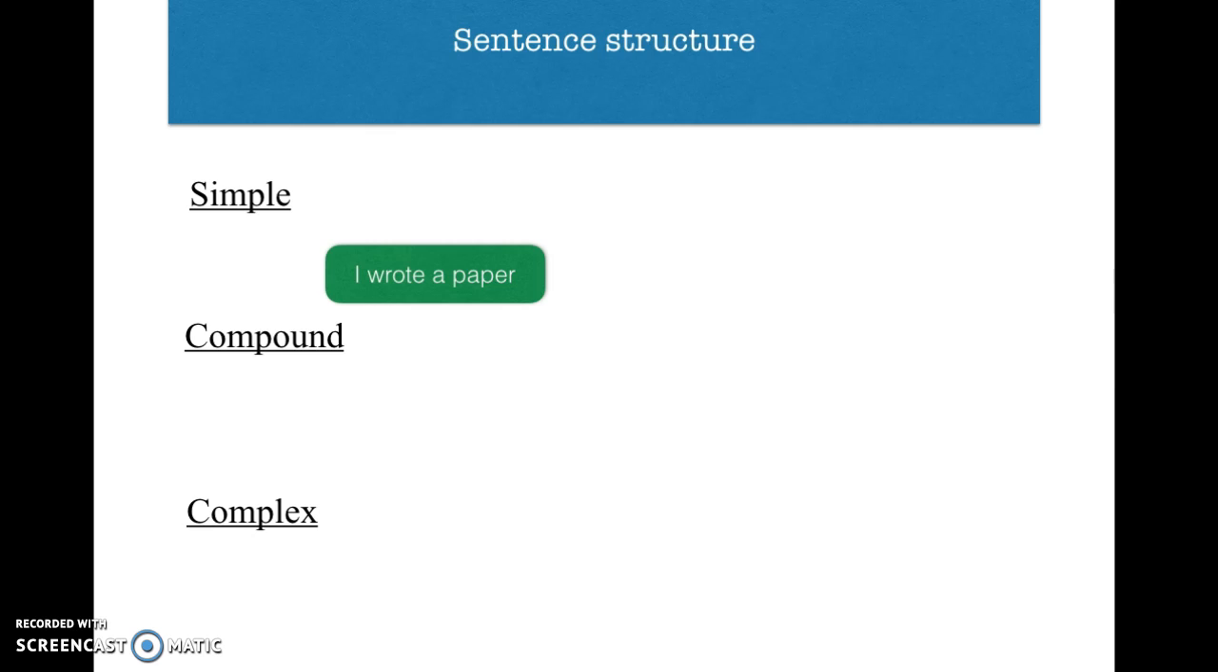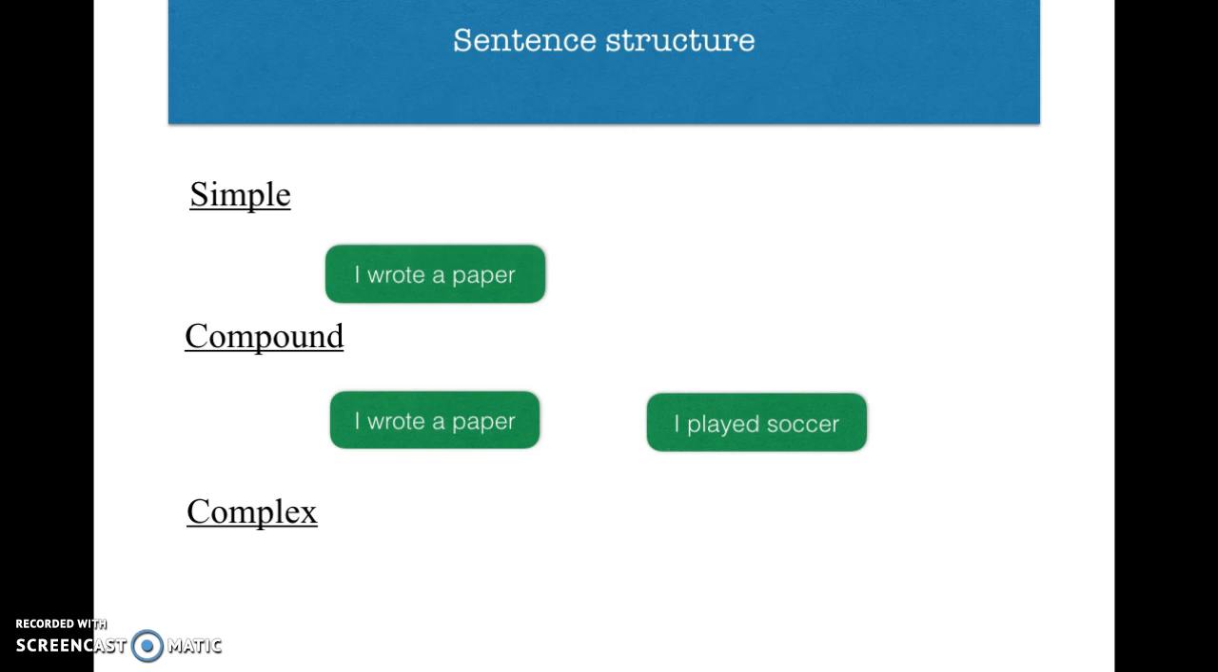You can have a compound sentence, which is basically two simple independent clauses. I wrote a paper. I played soccer. Now, we can't just write a sentence like this. This would be a run-on sentence. We need something in the middle. We need something bridging those two independent clauses to make them a compound sentence.